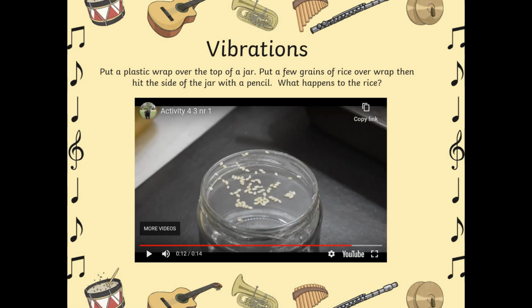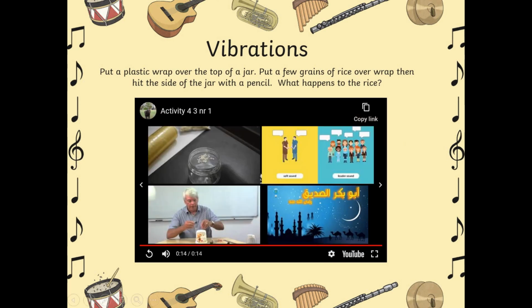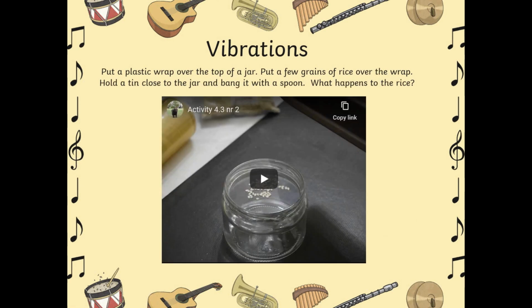As we can see, the grains of rice are moving back and forth when the pencil hits the jar. And for this experiment, we are banging on a tin near the jar. We are not even touching the jar, and we can see the rice moving.